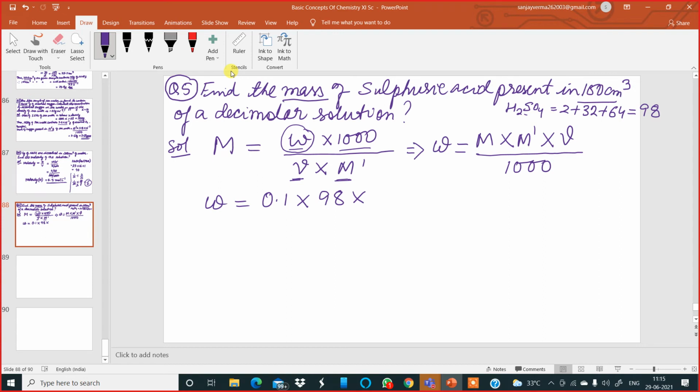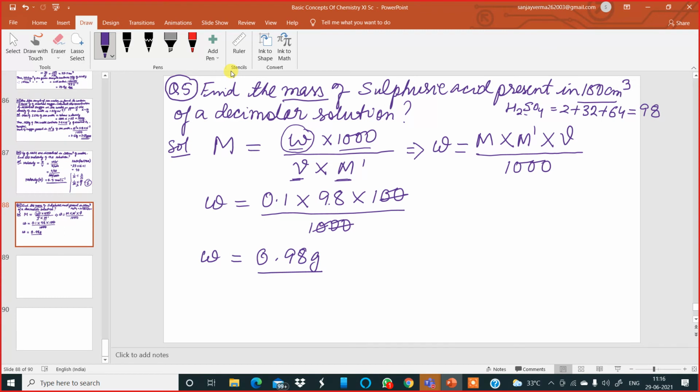The volume of the sulfuric acid solution is 100 centimeter cube, so I'll put 100 over here. Now this gets divided by 1000. Upon simplification, you can cancel this, and this also you can cancel, 9.8, and 9.8 times 0.1 becomes 0.98 grams. So this is the mass of sulfuric acid present in 100 centimeter cube of the given solution.